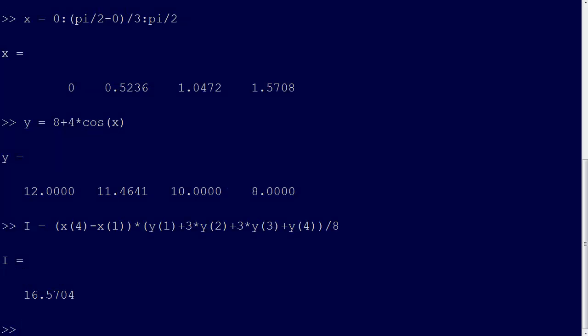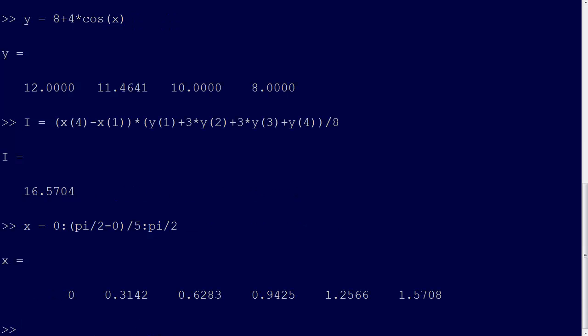Okay, so the thing is we have to think about this for a second when we do it. The first thing is we can divide it into 5 segments, and that's easy enough. We've seen how to do that. Okay, here is 5 segments, and the first thing then is Simpson's 1/3 rule, so I'm going to call it I1, and then we'll just add I1 and I2 together.